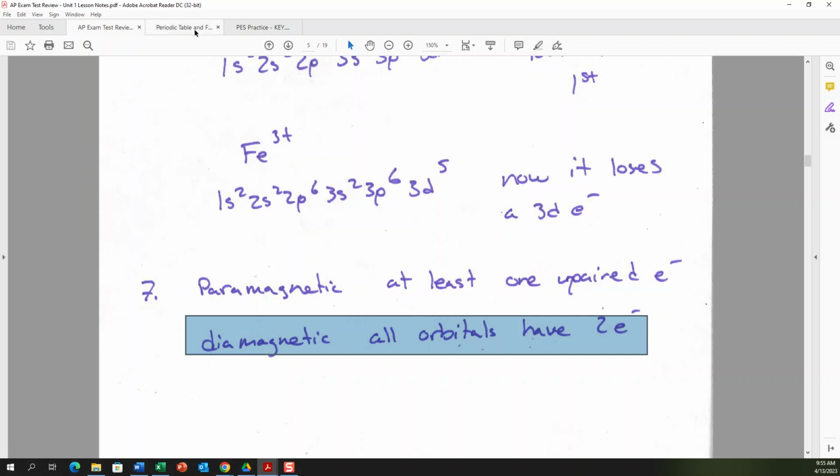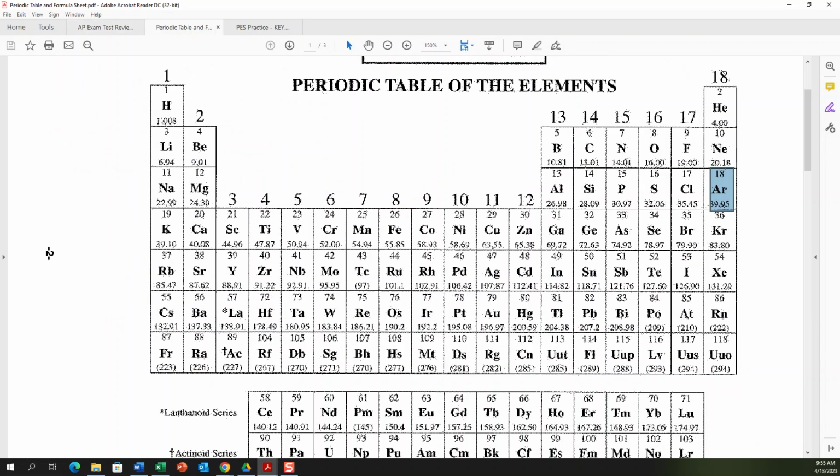a quick way to know, if you're talking about elements, is whether it's an element at the end of a block. These alkaline earth metals are at the end of the s block. Zinc's group is at the end of the d block. The noble gases are at the end of the p block. Elements at the end of a block are diamagnetic. They'll all be paired, okay?